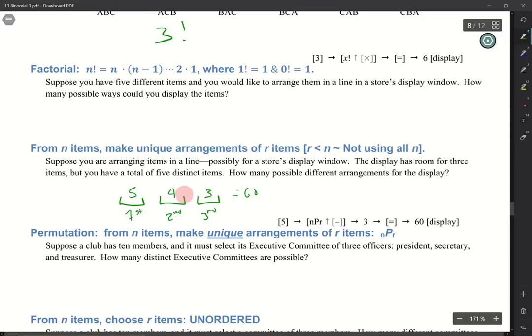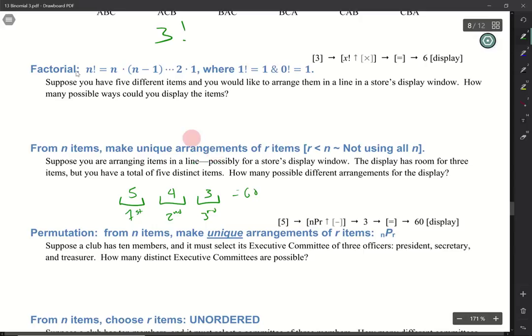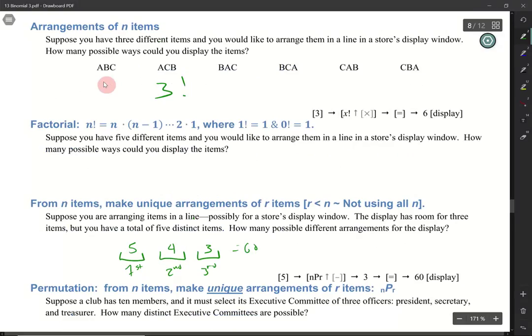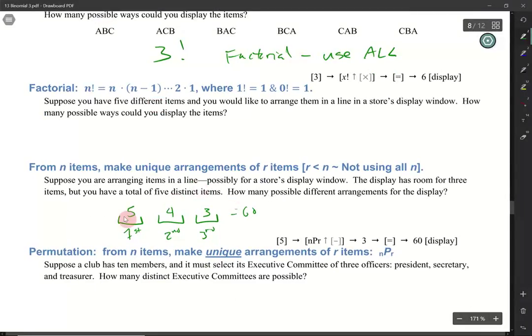But if you just quickly go to your calculator, you can do 5, and then the second P, and then 3, and then that equals 60. So that's actually what it's doing. And so the permutation, or sorry, factorial, means use all of them. So if you have 3 and you use all of them, you go all the way down to 1. Permutation is you have a larger number and you pick a subset, and order matters.